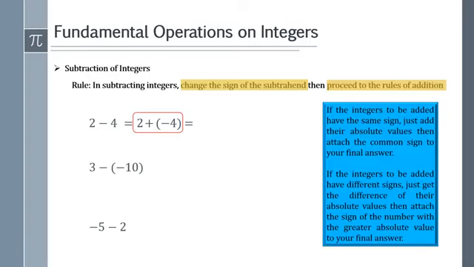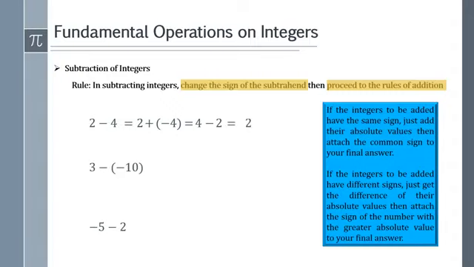So meaning, let's check again if they have the same sign or different signs. Check. So 2 and negative 4. Definitely, they have different signs. So we apply rule number 2. Get the absolute values of 4 and 2. So this will become 4 minus 2, because we will get the difference. And that is equal to 2.